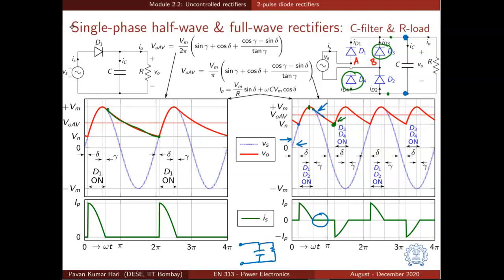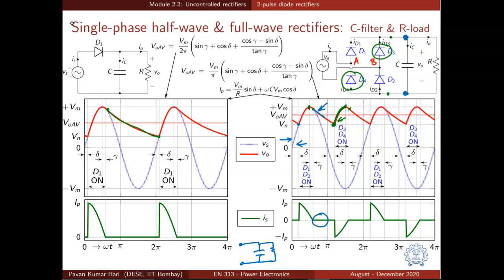So the diodes D3 and D4 start conducting at pi plus delta. Once again, the output voltage VO follows a sinusoid. This is a flipped version of the input voltage. And again, when does the current conduction through diodes D3 and D4 stop? It stops again at 3 pi by 2 plus gamma, at an angle after the negative peak of the input voltage. So that is 3 pi by 2 plus gamma.